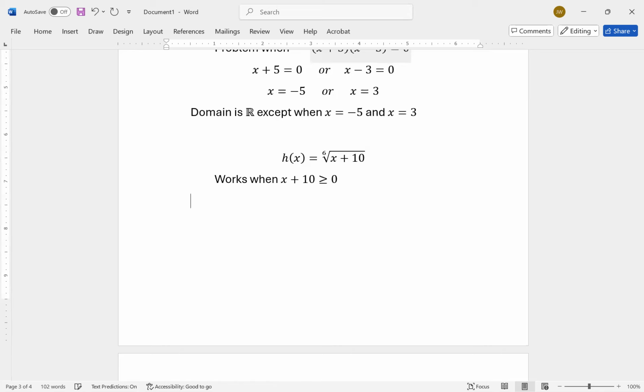And in this case, that means x has to be bigger than or equal to negative 10. Subtract 10 from both sides, and that's what we end up with. So that's the domain. Domain is all real numbers such that x, or all x values such that x is greater than or equal to negative 10.